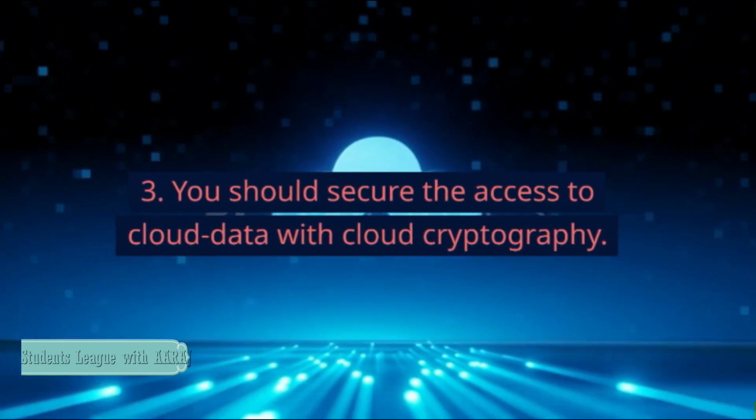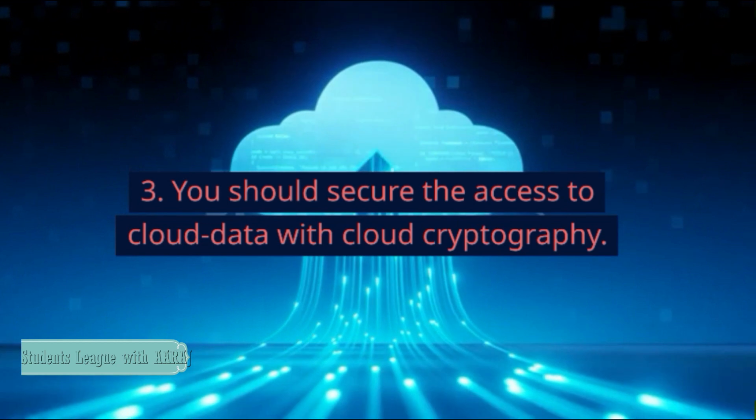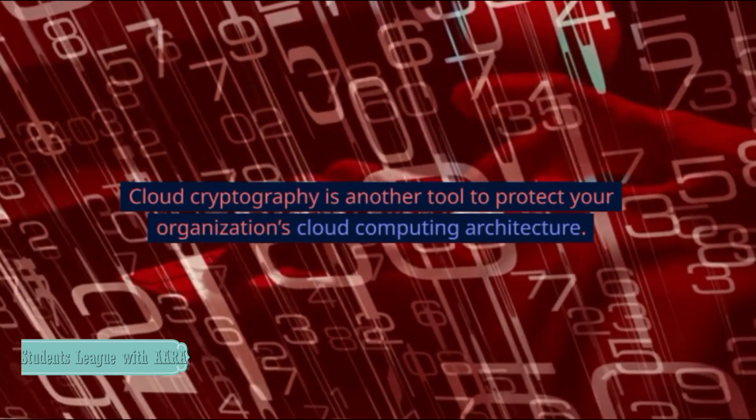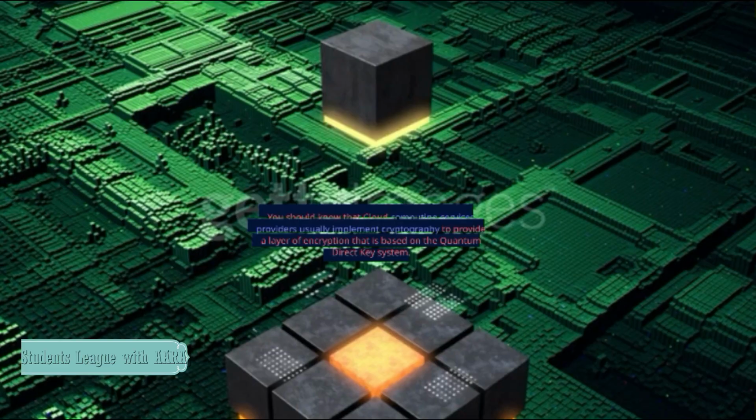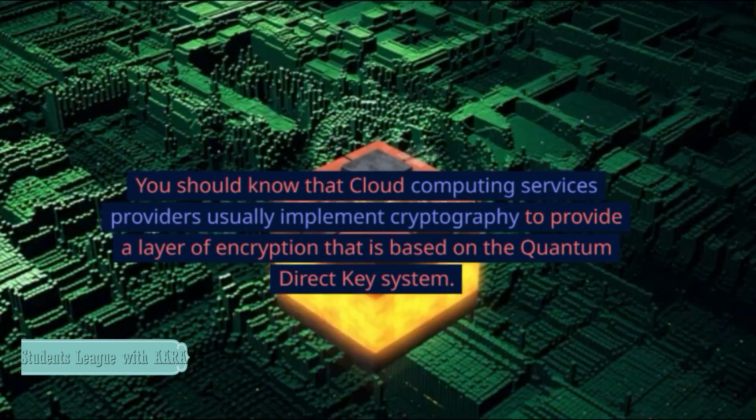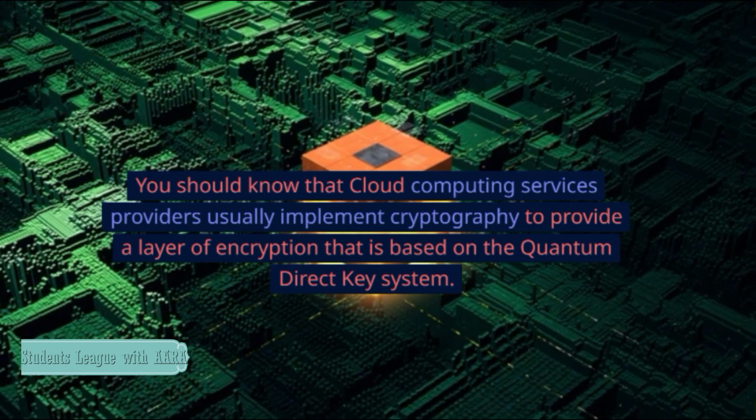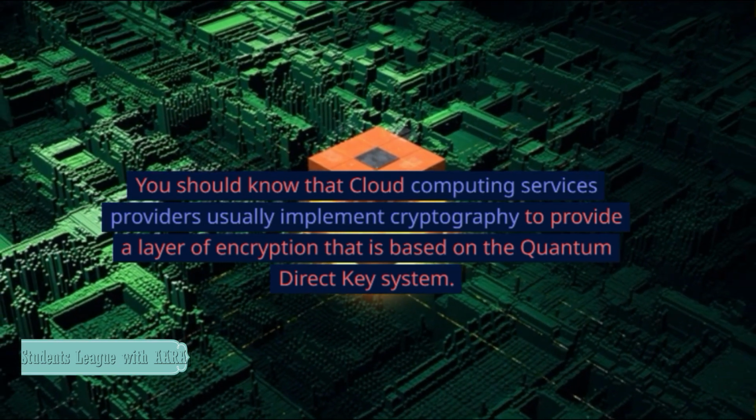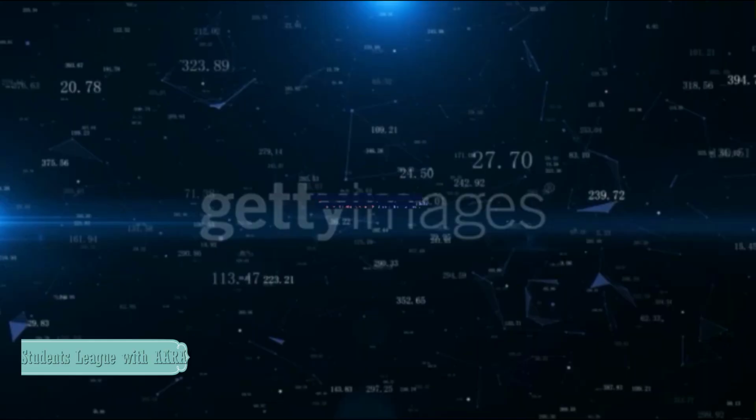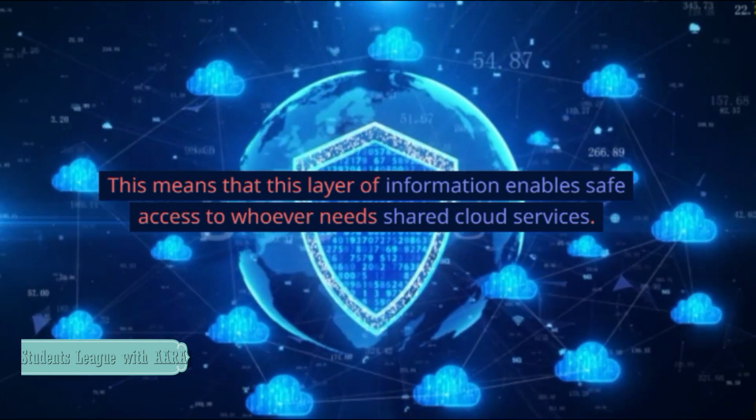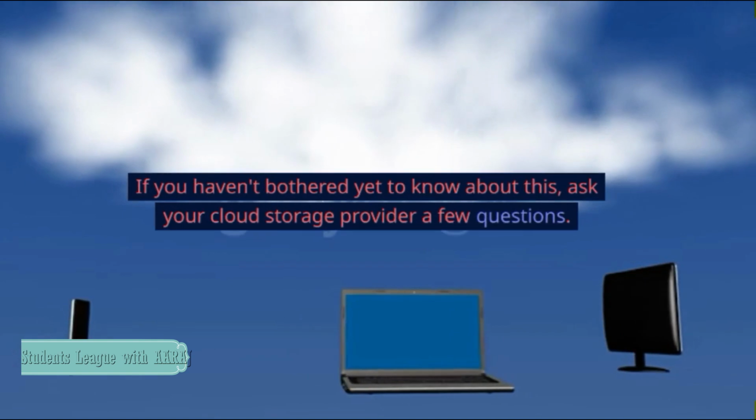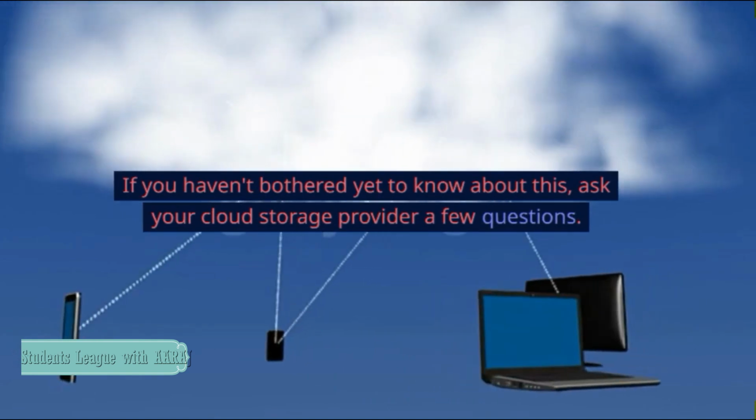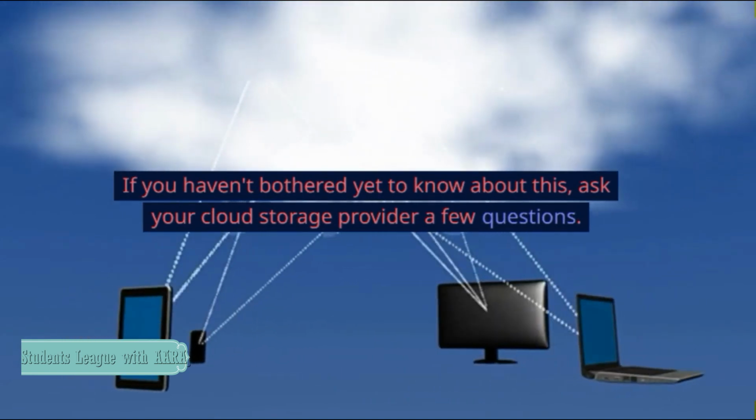3. You should secure the access to cloud data with cloud cryptography. Cloud cryptography is another tool to protect your organization's cloud computing architecture. You should know that cloud computing service providers usually implement cryptography to provide a layer of encryption that is based on the quantum direct key system. This means that this layer of information enables safe access to whoever needs shared cloud services. If you haven't bothered yet to know about this, ask your cloud storage provider a few questions.